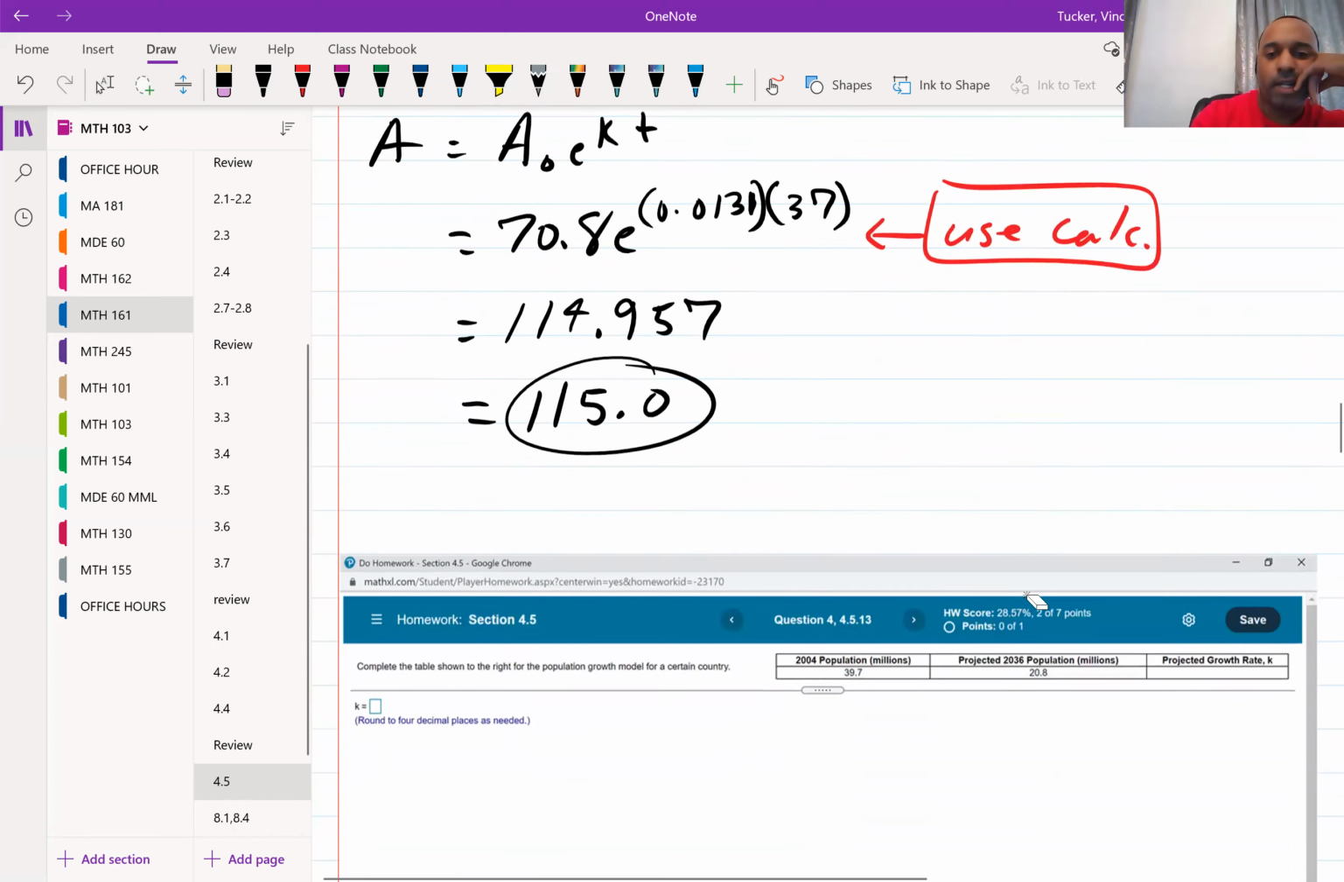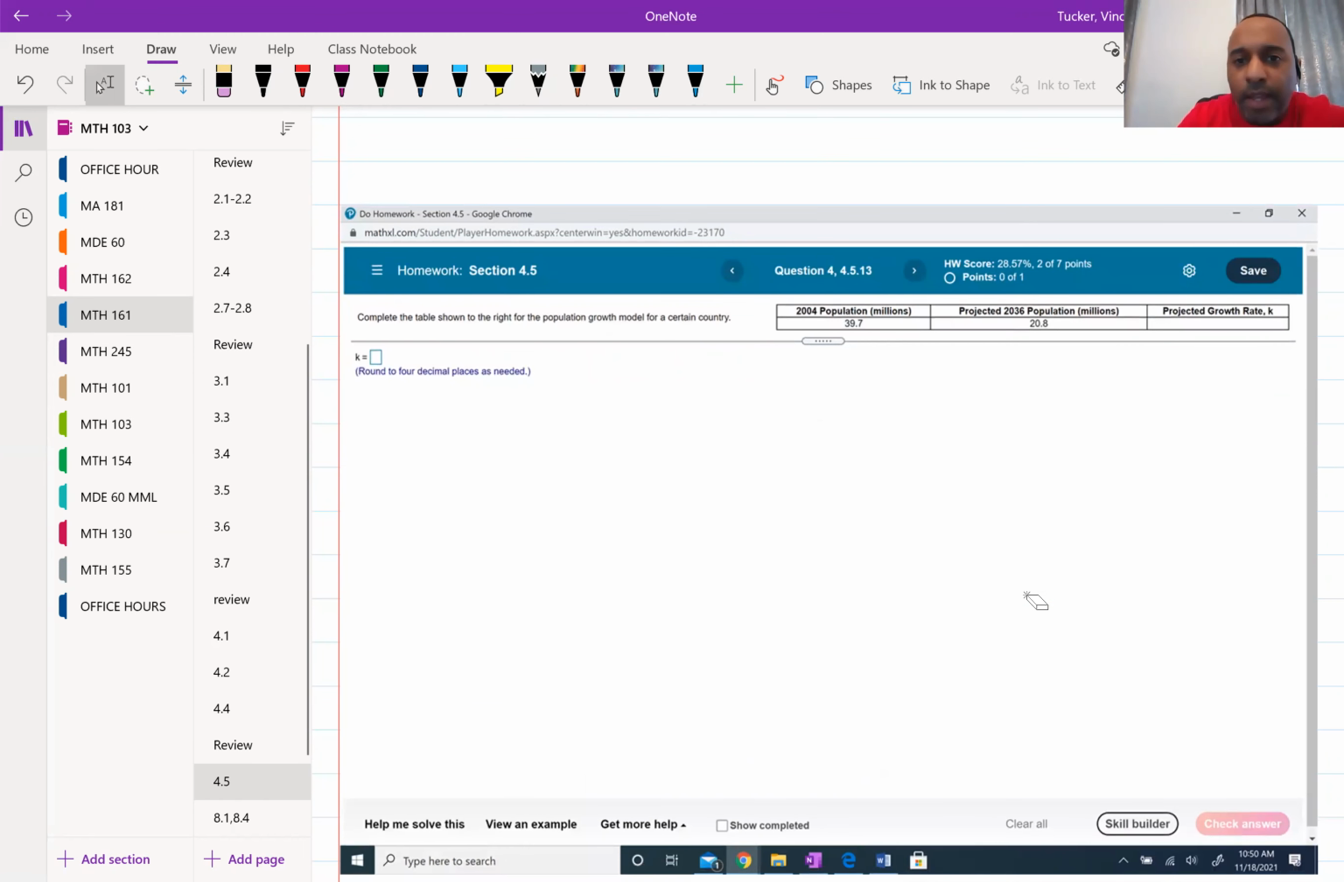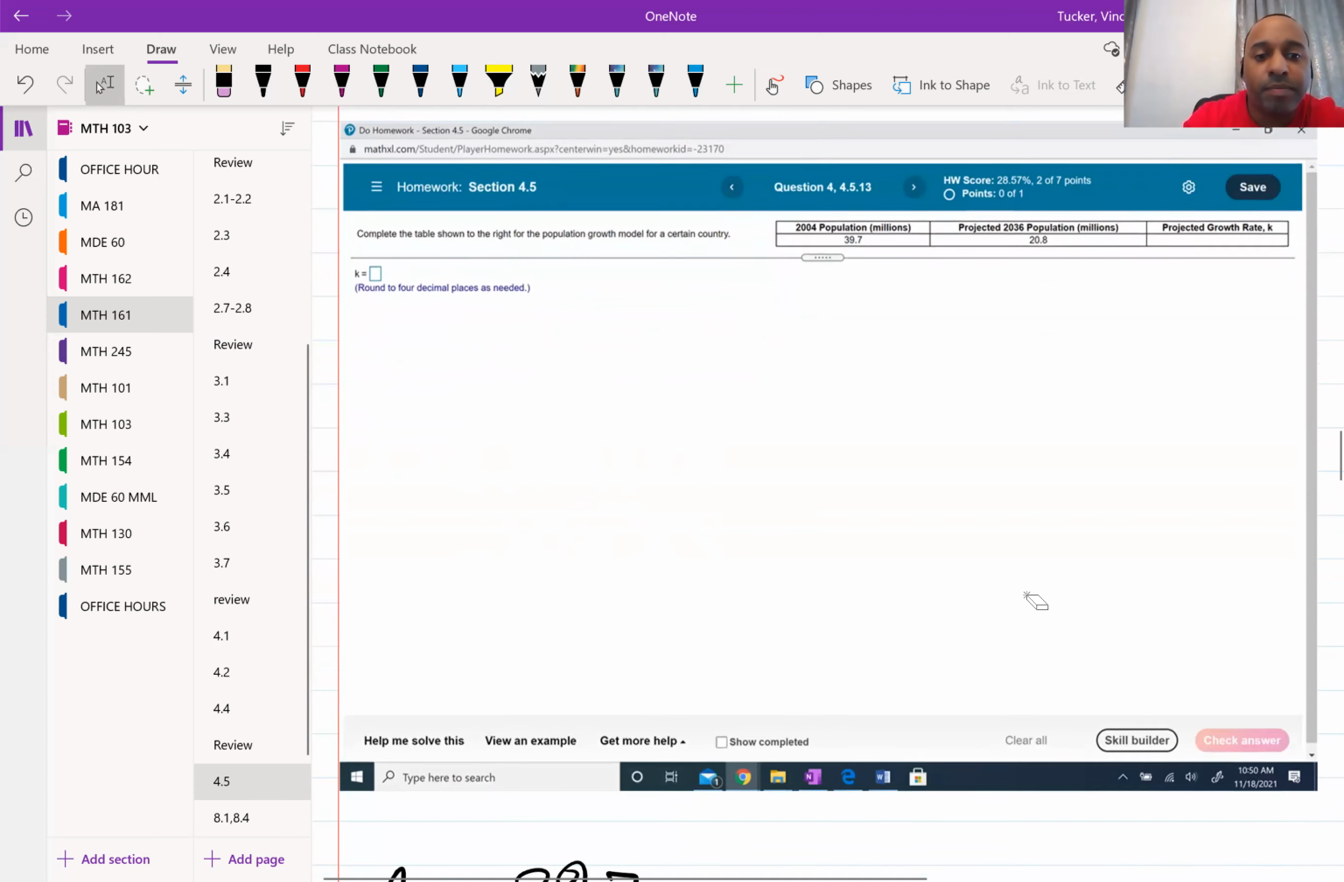All right. Next one. Complete the table. And they give us population in 2004 is 39.7. Projected population for 2036 is 20.8. And then they want us to find K, the projected growth rate.